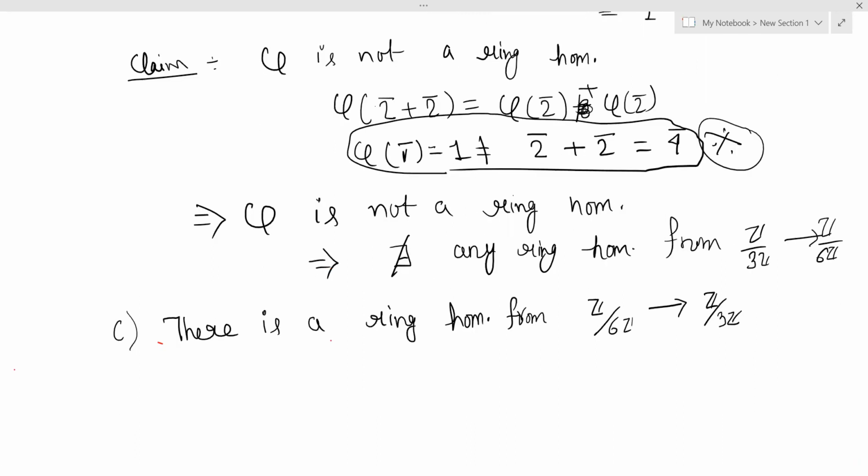Okay, so tell me. If yes, then give me one. Yes, the identity mapping will serve the purpose. What do you mean by identity? It is not clear in this case, right? Because 1 bar goes to 1 bar, 0 bar goes to 0 bar, 2 bar goes to 2 bar, 3 bar again goes to 0 bar, because 3 bar in Z mod 3Z is 0 bar.